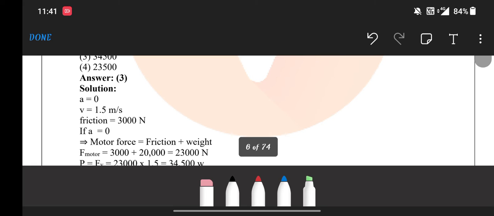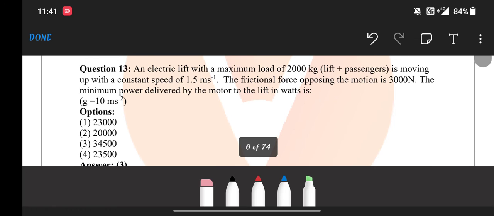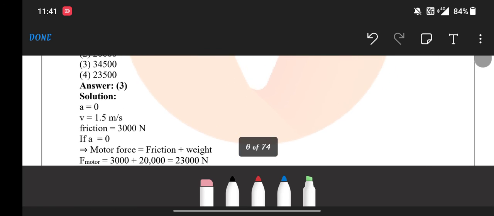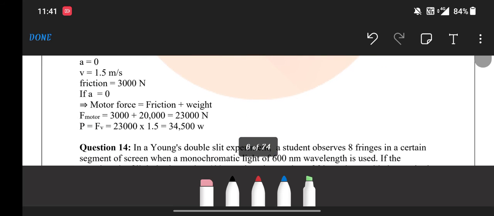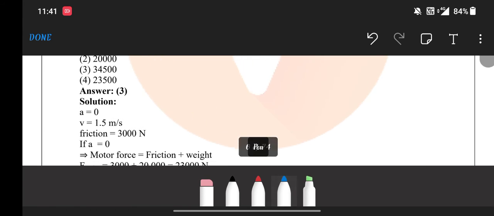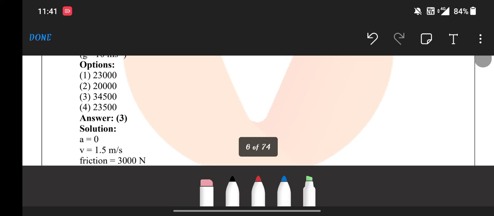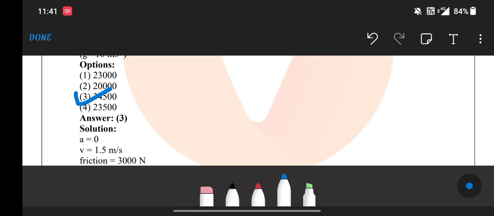So therefore motor force is equal to friction force plus weight, that is 3000 plus 20,000, that will be equal to 23,000. So 23,000 into 1.5 will be equal to 34,500 watt. That is the answer we will get. So option C or option 3 is the correct answer for question number 13.